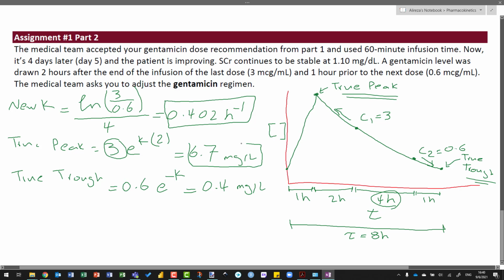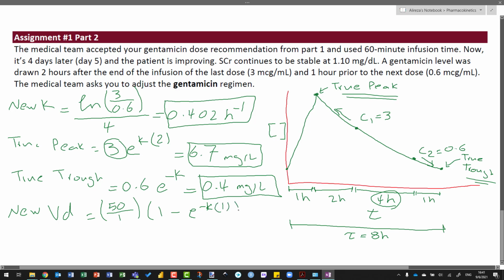And we use these two numbers to calculate a new volume of distribution. So the new volume of distribution equals basically the dose that we gave, 50 milligram over 1 hour, and then 1 minus e to the negative k. This is the new k, so make sure you use this new k now. That's why this is a new volume of distribution, we're using a new k. And then we have time of infusion 1 hour.